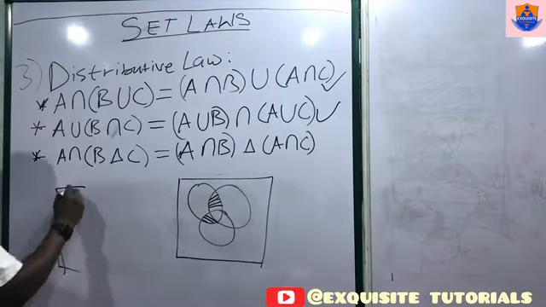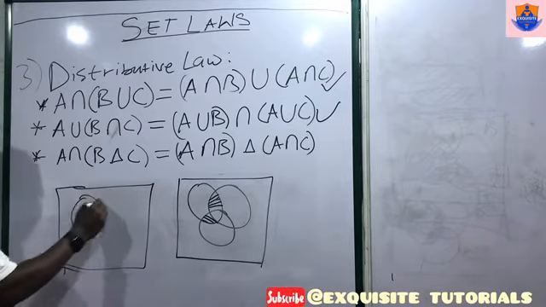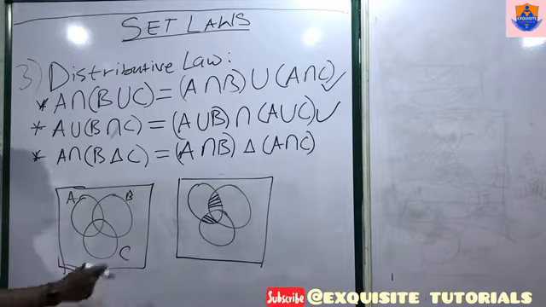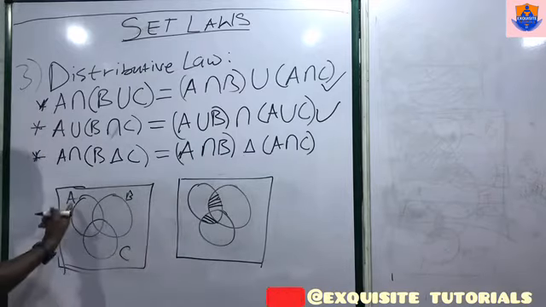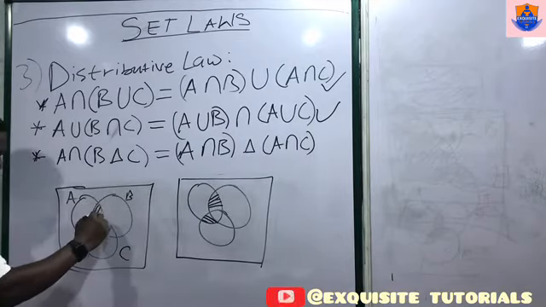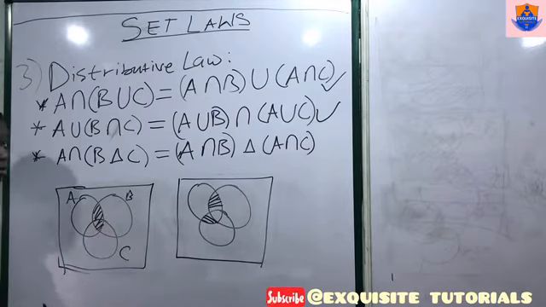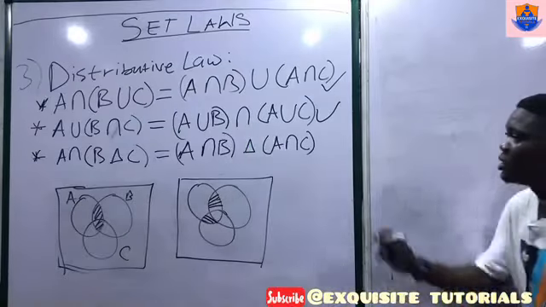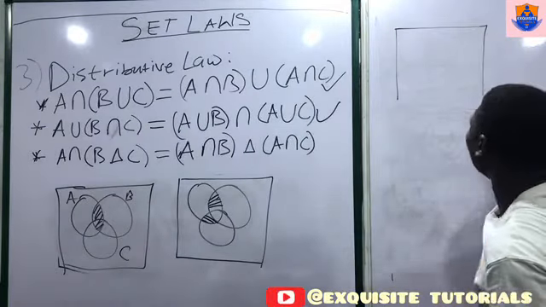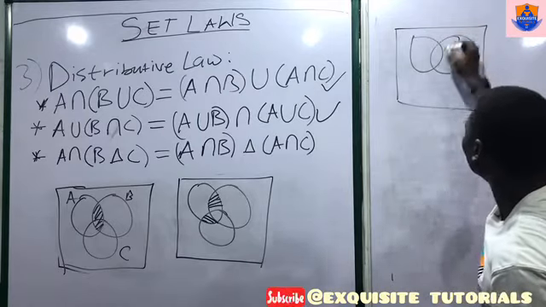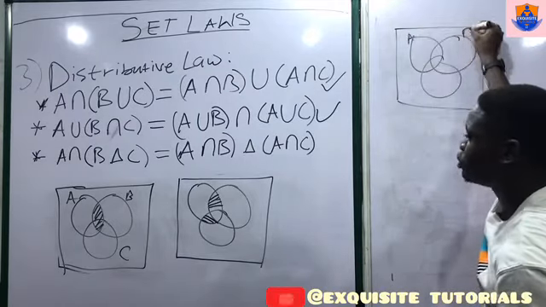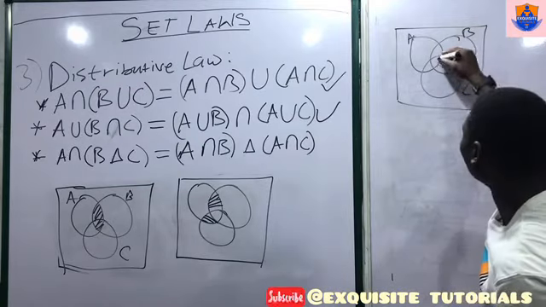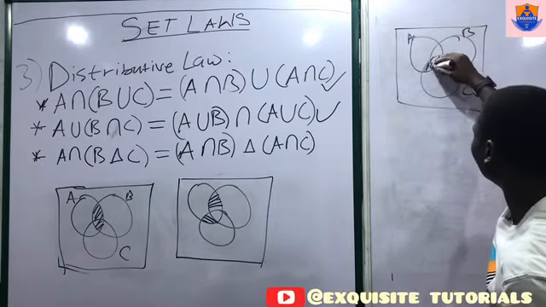So we have our normal A, B, C. Let's first of all look for A intersect B, the elements that A and B have in common. These are the elements that A and B have in common. So we have gotten this. Then let's look for A intersect C. The elements that A and C have in common is this region.